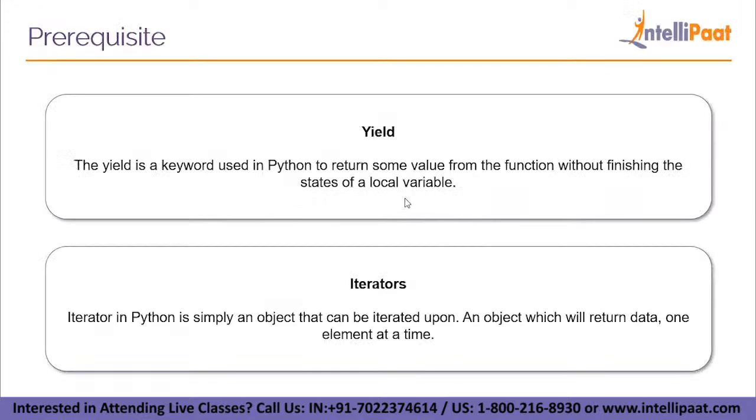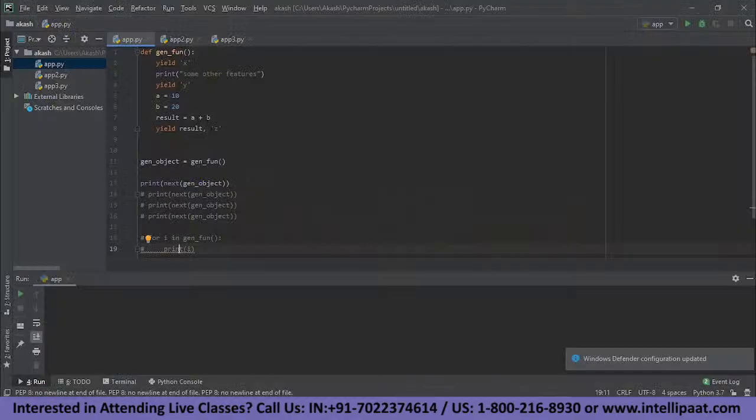Prerequisites. The first prerequisite we need in order to learn about generators is the yield keyword. The yield keyword in Python is used to return some value from a function without finishing the states of a local variable. Now let's look at an example to understand the yield keyword.